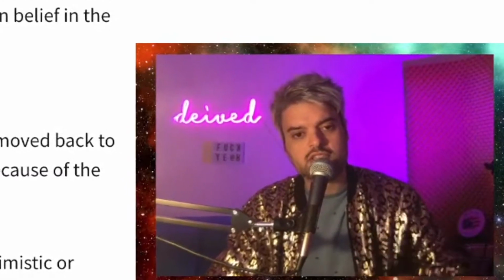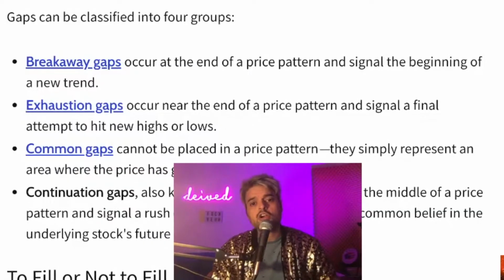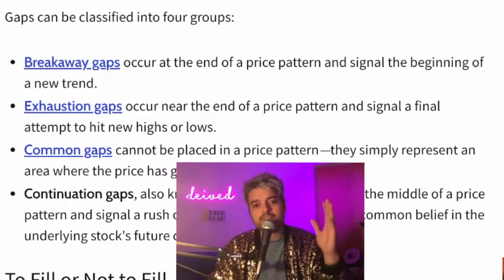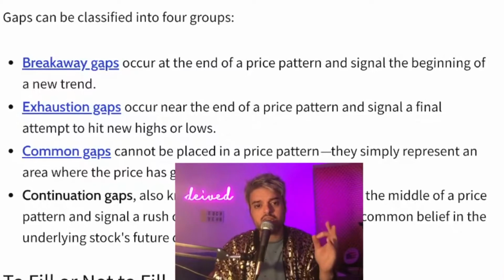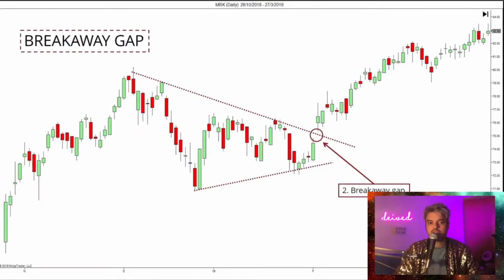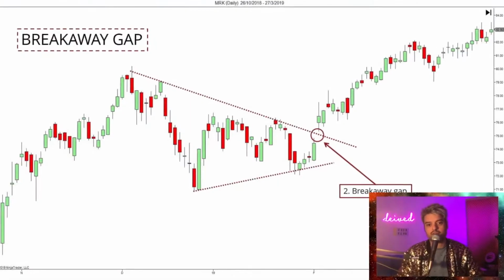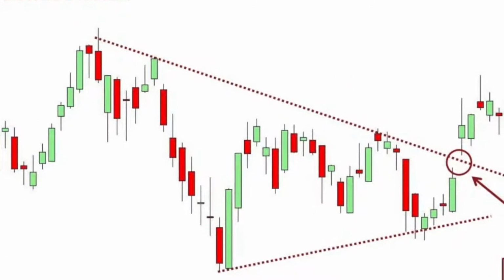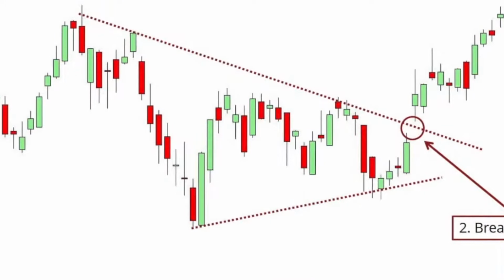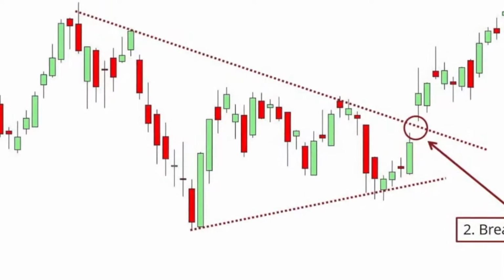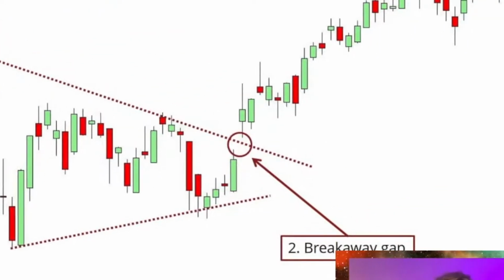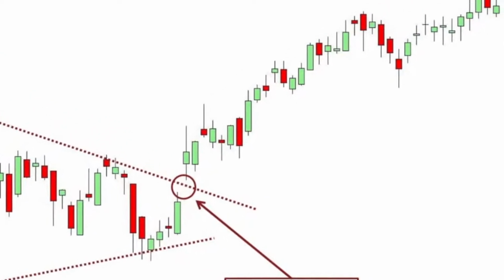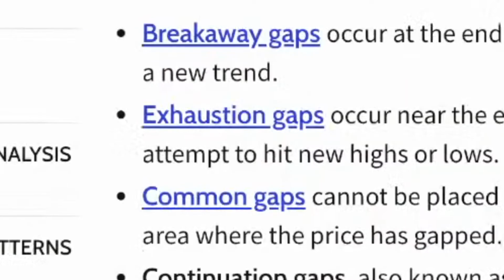Here we go, my friends. Breakaway gaps occur at the end of a price pattern and signal the beginning of a new trend. This is actually a beautiful example. You can see the trend line drawn from the downtrend and the higher lows, the little peaks for higher lows, to create a flag, breaking the flag and creating the upside. That's a beautiful example.